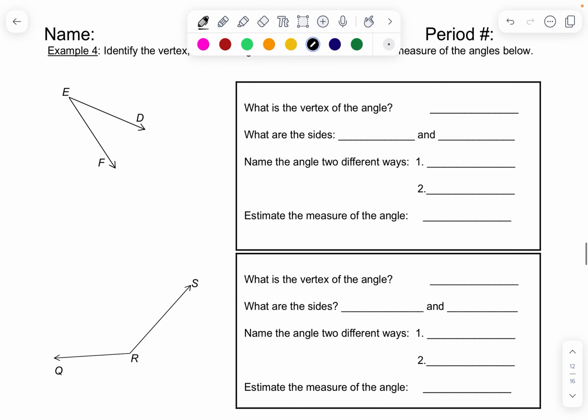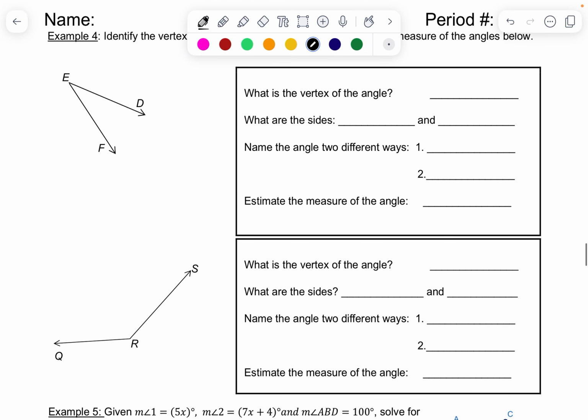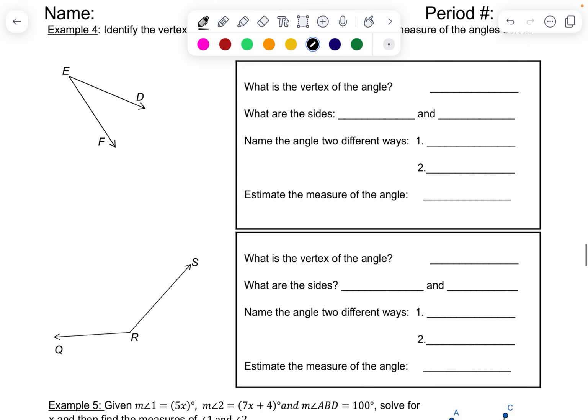Now, this next part we didn't have a ton of time for in class, but I'll still go over it since I'm recording the video. For both of these, we needed to do the same thing, so I'll actually do the second one down here. It says, what's the vertex of the angle? Remember, the vertex is the common endpoint for both of the rays. So the vertex here would be R.